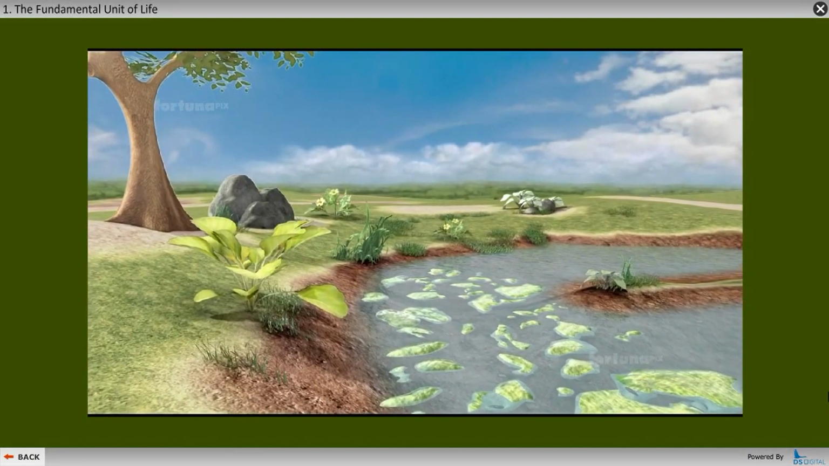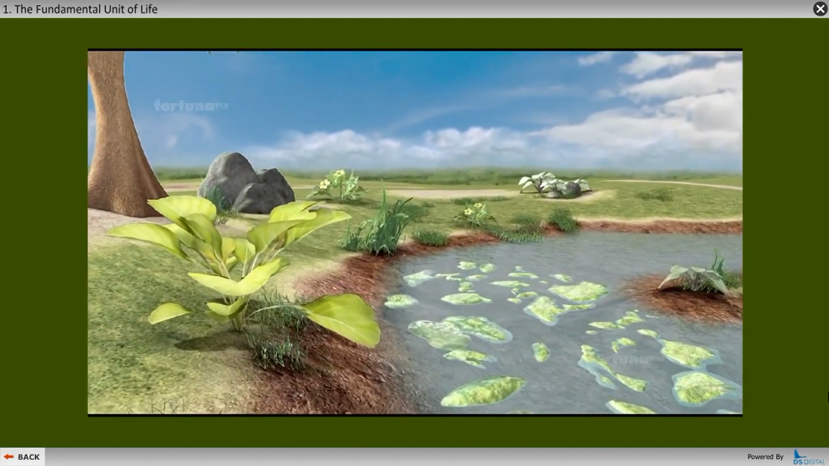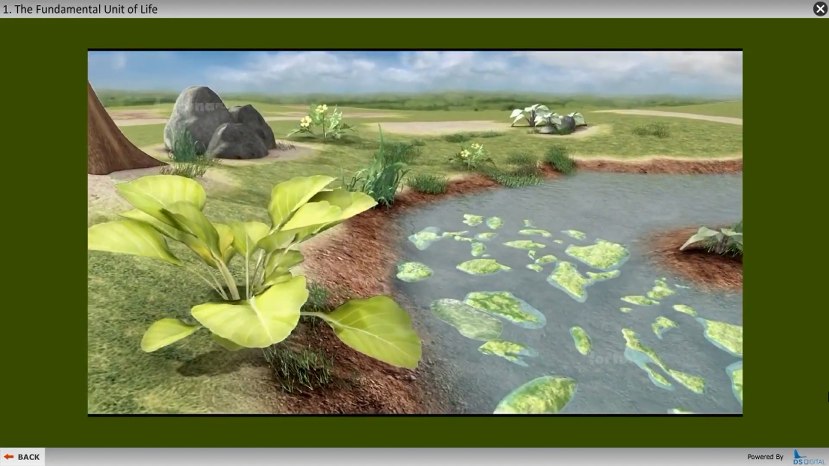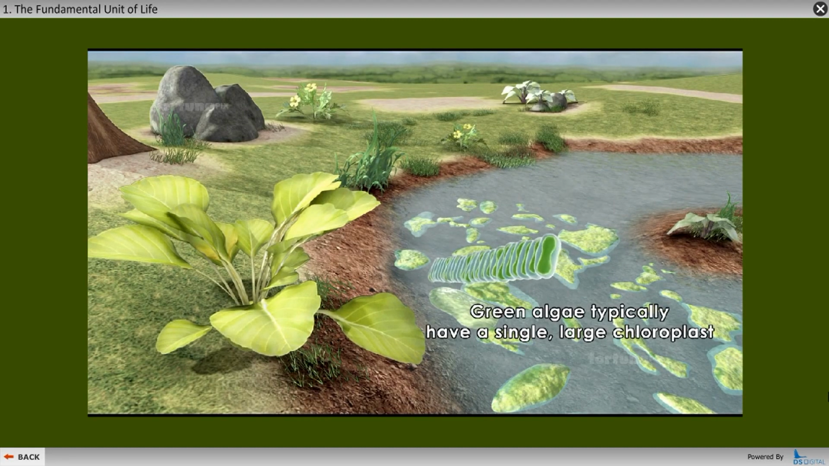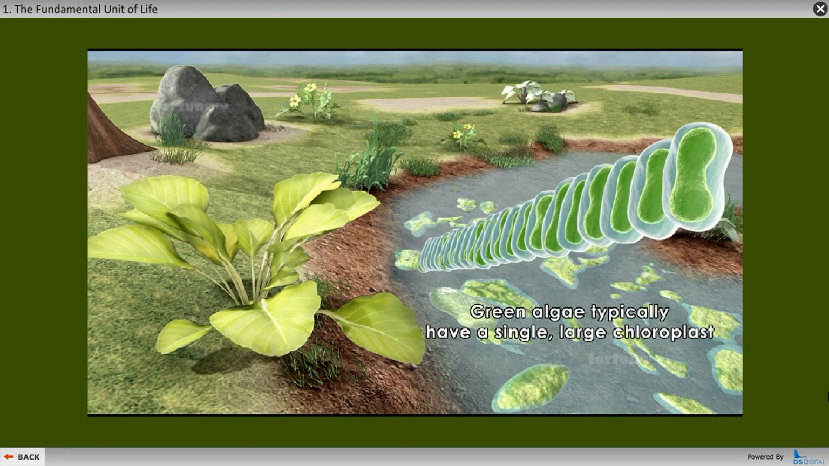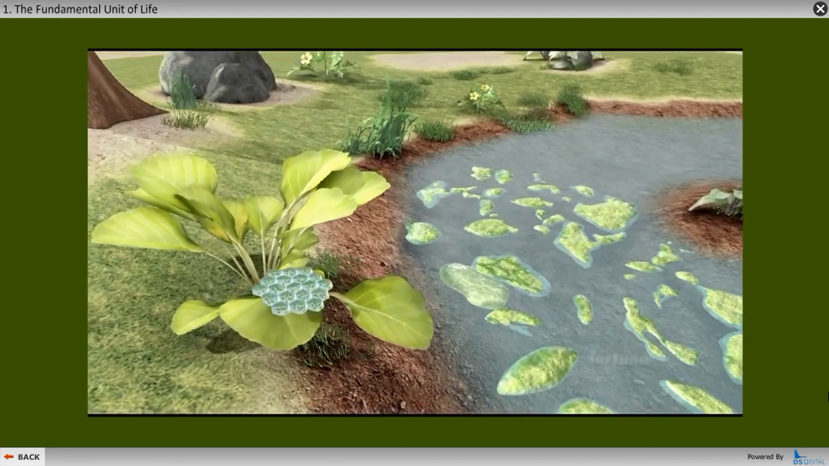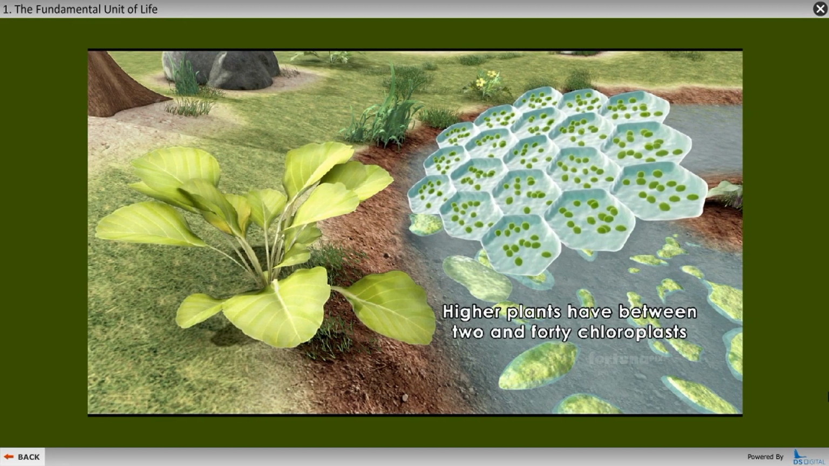The number of chloroplasts varies from cell to cell and from species to species, but it usually remains constant for a particular plant. Green algae typically have a single, large chloroplast, while the cells of higher plants have anywhere between 2 and 40 chloroplasts.